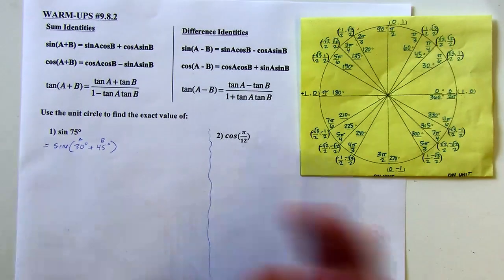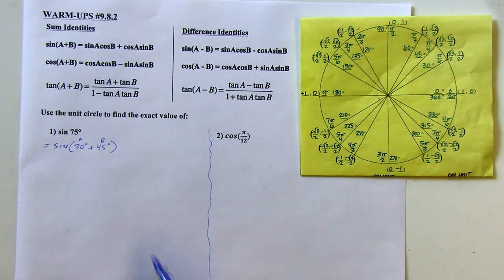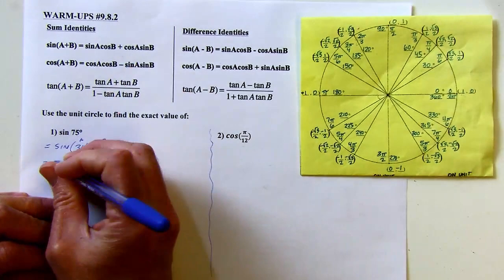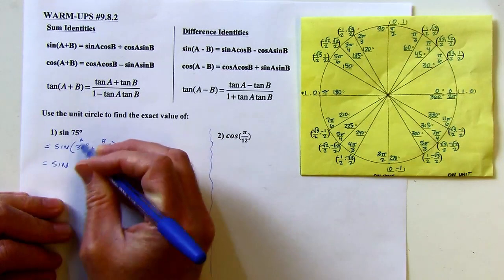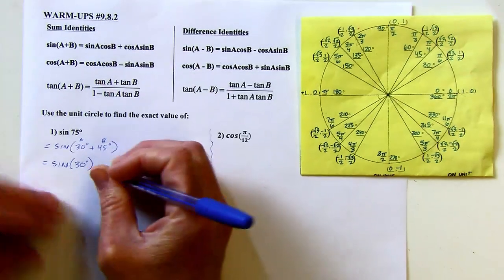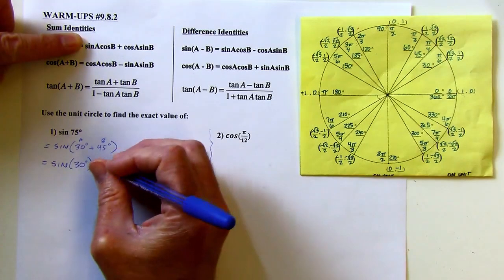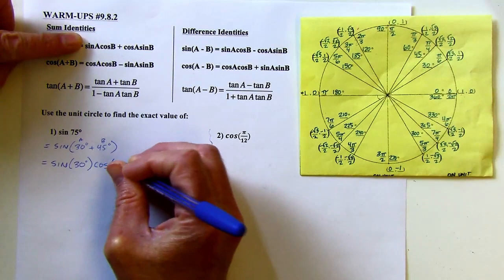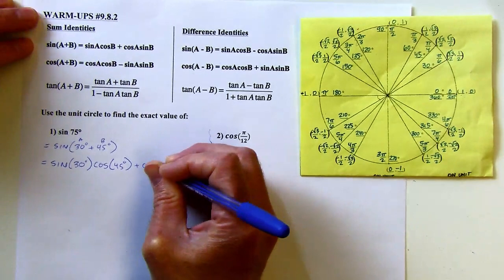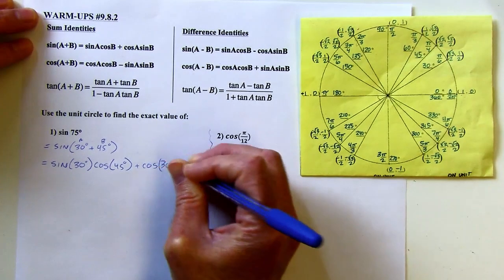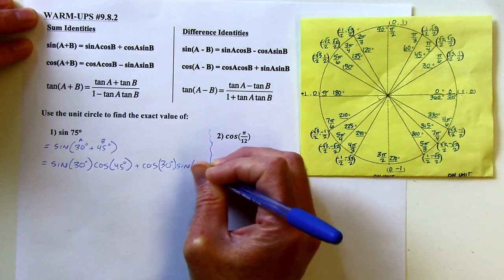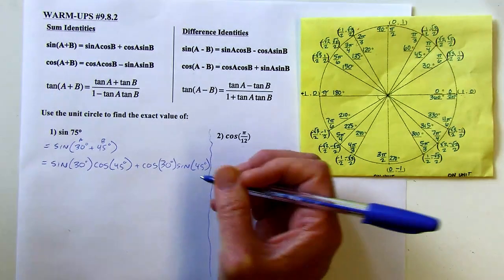And of course, you could write that as 45 plus 30, and that would reverse the A and the B. It won't matter ultimately, okay? So I'm following this format here. I've got the sine of A. Well, A is 30 degrees, times the cosine of B, using this formula right up here, and my B is 45 degrees, plus the cosine of A times the sine of B. And B again is 45 degrees. Okay, I just fit it in there.